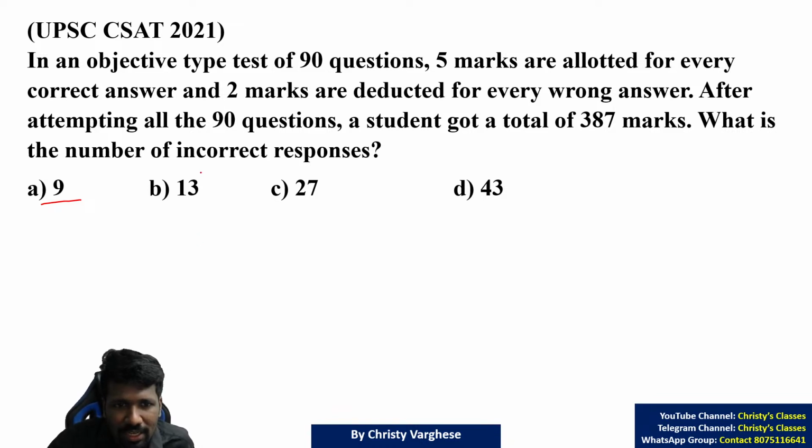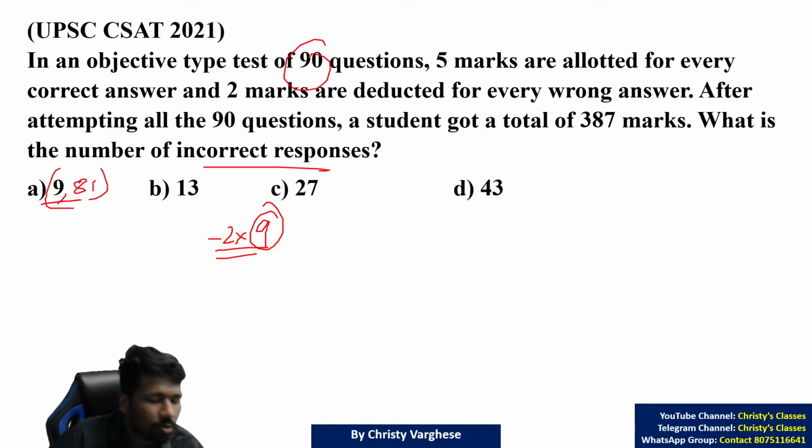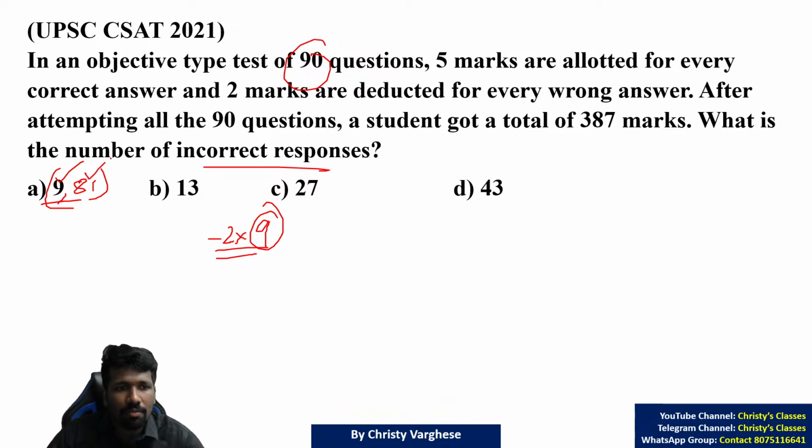9 is the incorrect response number, meaning 9 incorrect answers, each of them minus 2 marks. So minus 2 into 9. 9 incorrect answers means 90 minus 9, 81 correct answers. Because there are 90 questions, 9 of them incorrect, the remaining 81 are correct. 81 correct, each of them 5 marks. So 5 into 81 is the mark obtained.